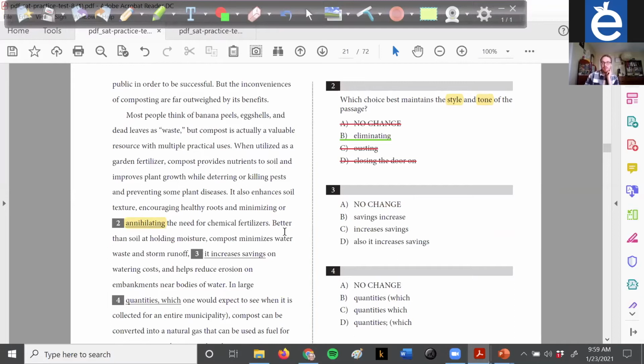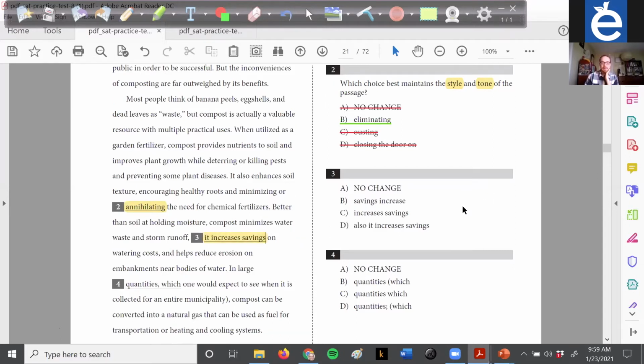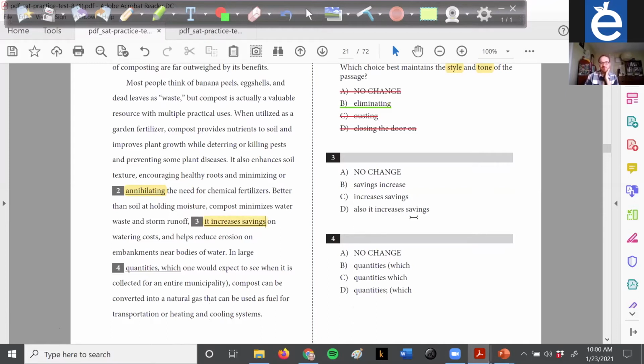Better than soil at holding moisture, compost minimizes water waste and storm runoff, comma, it increases savings on watering costs, and helps reduce erosion on embankments near bodies of water. Okay, so it increases savings is the phrase we're being asked about. And we can replace it with any one of these word choices. Now, it's kind of just the same words being mixed up in different ways. So this could be a case of subject-verb agreement. So the subject we have here is compost. Now we're giving a list of 3. And in a list of 3 like this, right, minimizes waterways and storm runoff, increases savings, and helps reduce erosion. We want to follow that same pattern.